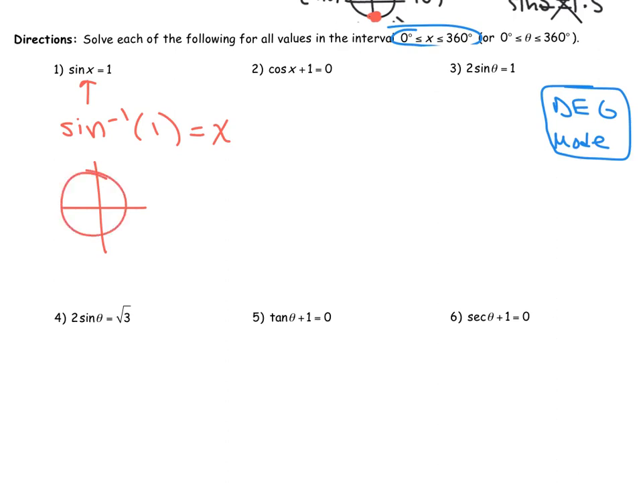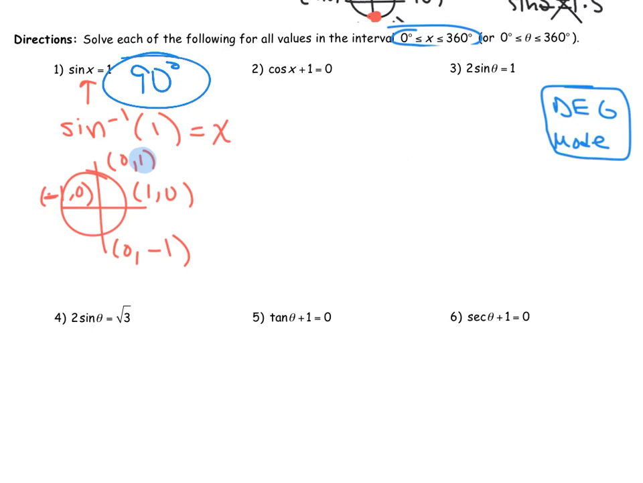And now this is not something you need to type in the calculator, guys. You should know your unit circle. So I have 0, 1, negative 1, 0, and then 0, negative 1. The only value where sine is equal to 1, remember sine is the y values, the only value where sine is 1 is at 90 degrees. So that would just be 90 degrees.